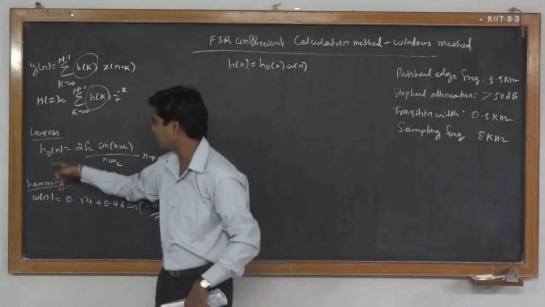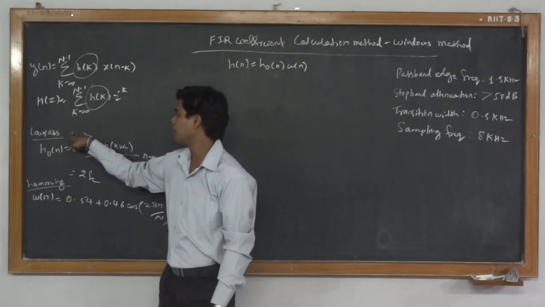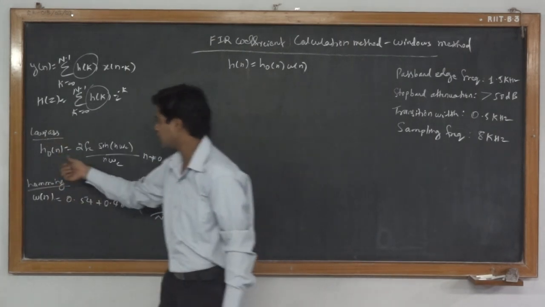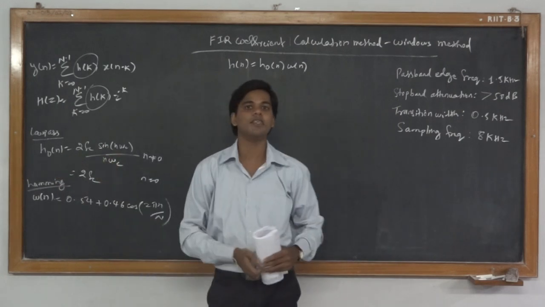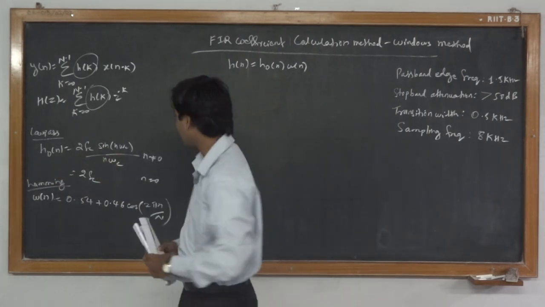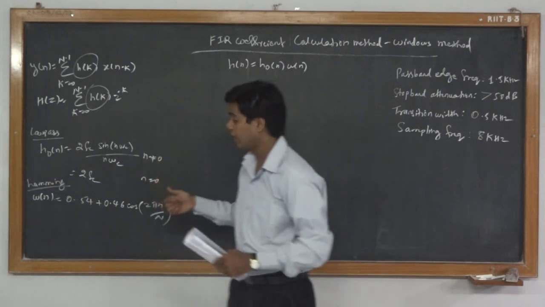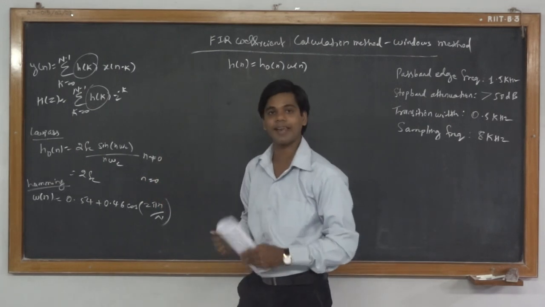For example, I have already shown on the board the formula for the low pass filter. It is hd of n equal to 2 times fc sin of n omega c upon n omega c for n not equal to 0, and it is equal to twice fc for n equal to 0.